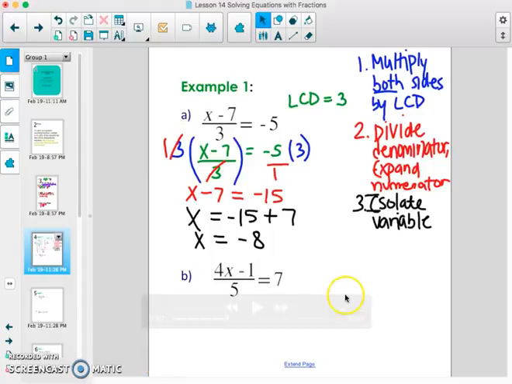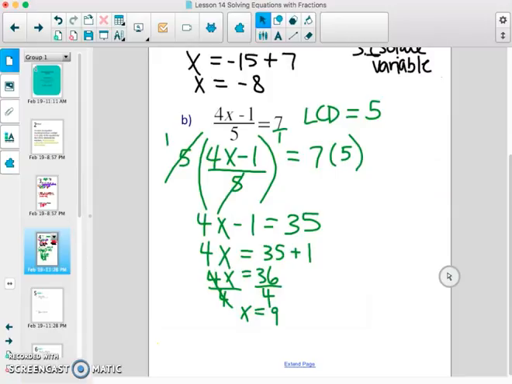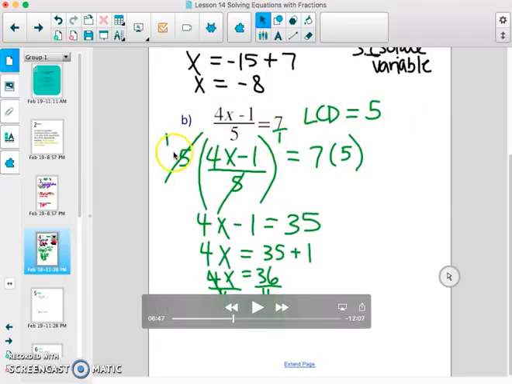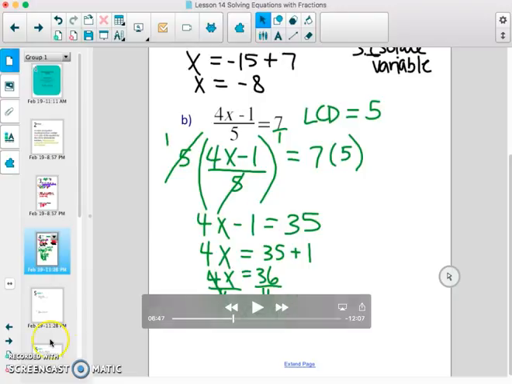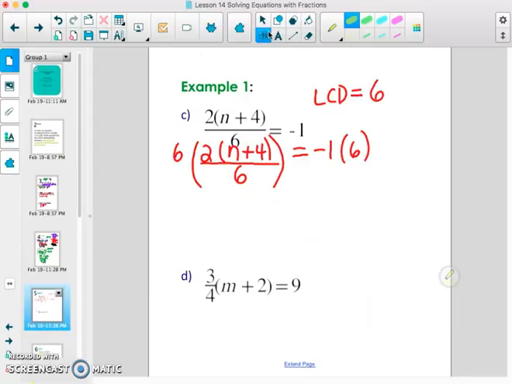Please pause the video now and try out B. See if you can do this or not. Here's the answer for B. The LCD is 5. We multiply both sides by 5. Divide the denominators, so we get a 1. Expand out: 4x minus 1 is equal to 35, and then just isolate for x is equal to 9. If you have a problem with that, go back and just review the first example again, okay? The next example, I'm going to start off here.